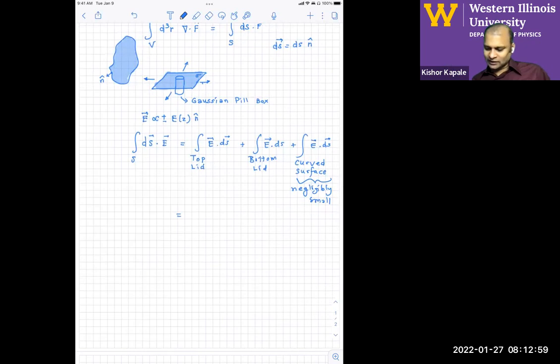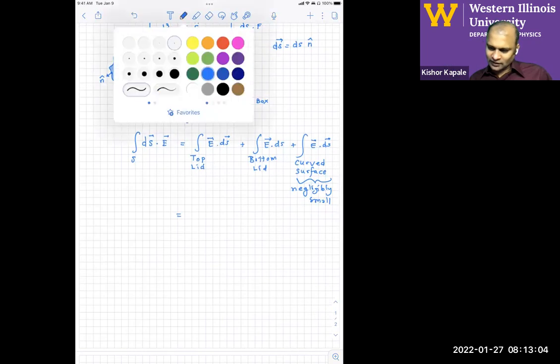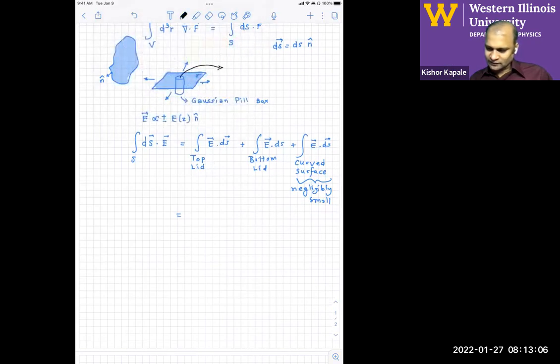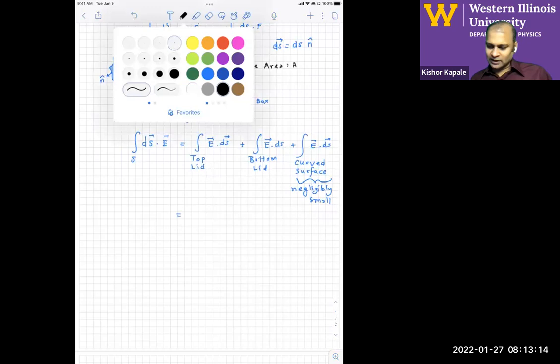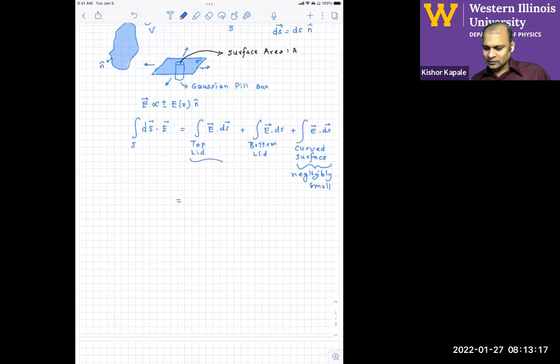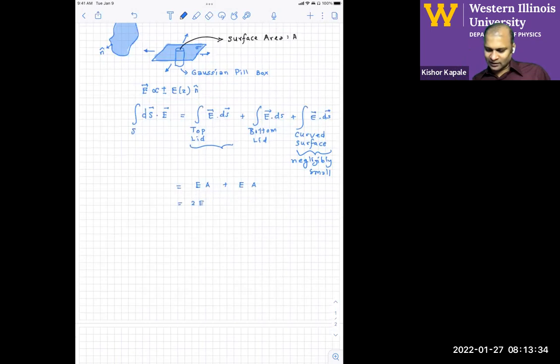Again, all that you would need is whatever is the surface area. I'm going to use a little label here. The surface area to be A, let's say. Right. So in that case, the electric field on that whole top lid is going to have the same value, and also on the bottom lid. So it can come out of the integral sign, right? And so you're just going to get EA plus EA, right? So it's essentially 2 times EA, right?